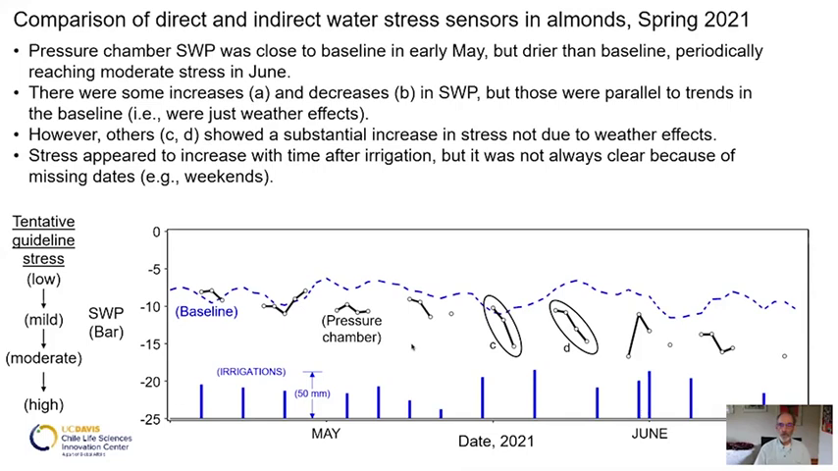But when you look at the irrigation values, which are in blue on the bottom of the graph, you see that there's a general pattern that those increases in water stress were being caused at the end of the irrigation cycle, when they approached the last day before they were going to get irrigated. But it's not always clear, because these values from the pressure chamber were only done periodically and were not done on weekends.